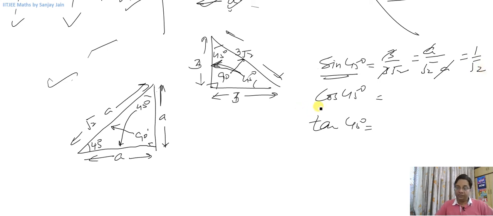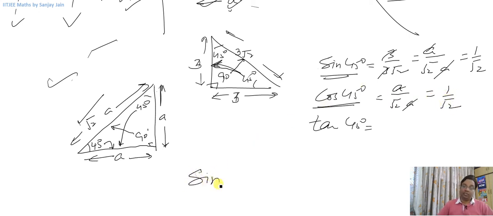Okay, in case of cos 45, you will do adjacent by hypotenuse. So adjacent to 45, you will have a, and hypotenuse you have got root 2a. So a upon root 2a, and hence again 1 by root 2. So you can also say that sine 45 is equal to cos 45 is equal to 1 by root 2.